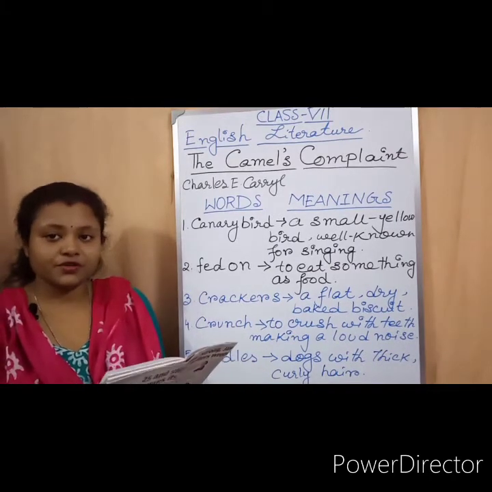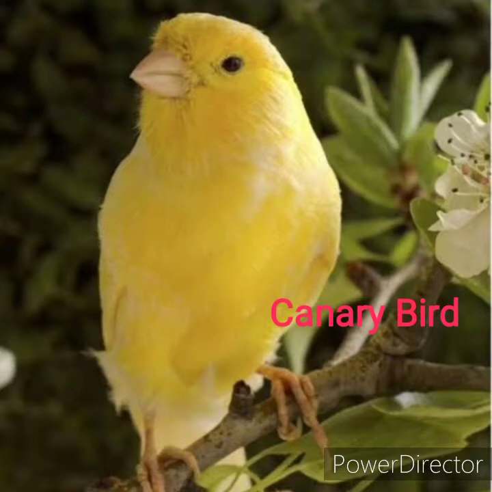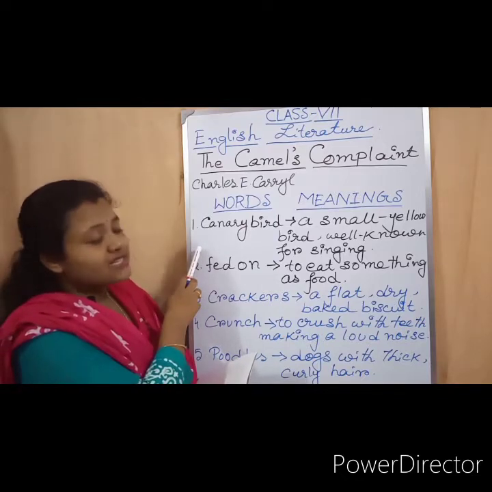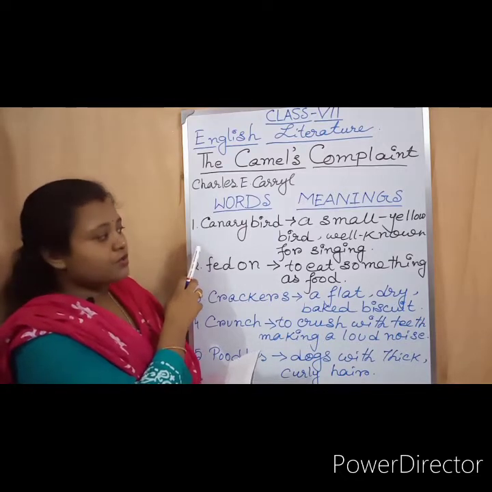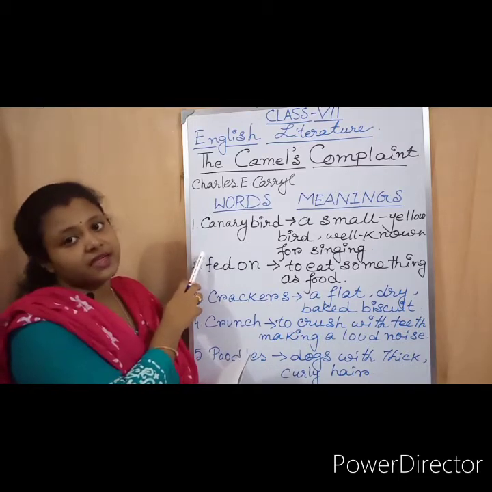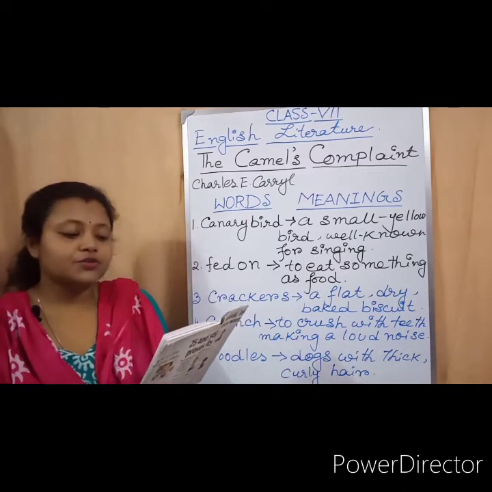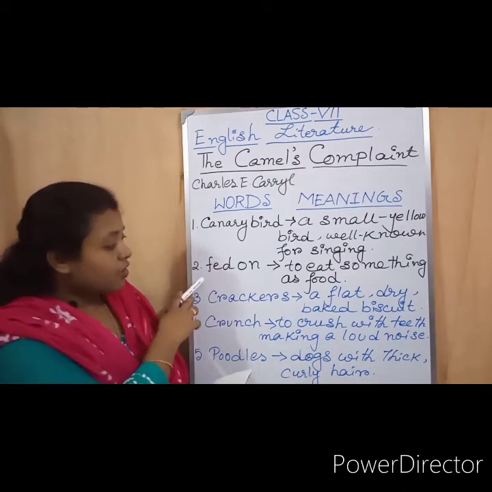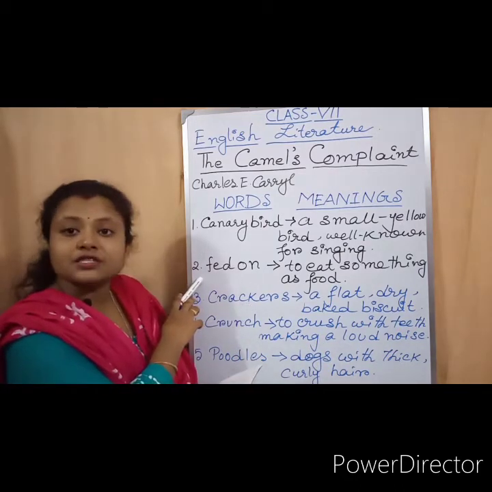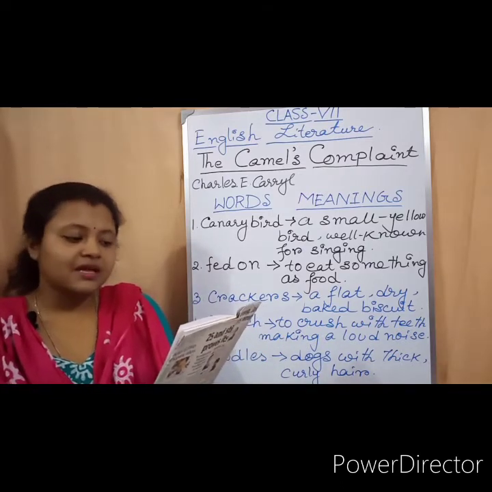So let's read the first stanza. Canary birds, they feed on sugar and seed. Canary birds are small yellow birds that are also kept as pets. They are well known for singing. They are found in the Canary Islands. Feed on means to eat something as food. They love to eat sugar and seed.